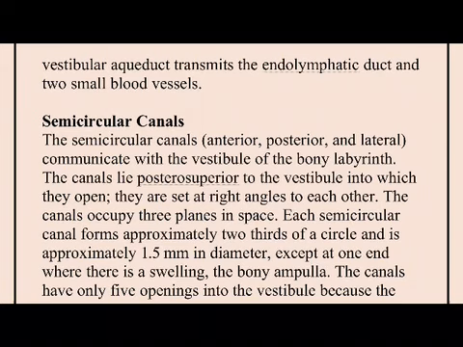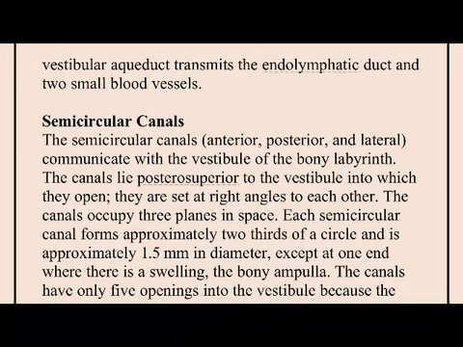Each semicircular canal forms approximately 2/3 of a circle and is approximately 1.5 mm in diameter, except at one end where there is a swelling. The swelling is called the bony ampulla. The semicircular canals have only 5 openings into the vestibule, because the anterior and posterior canals have 1 limb common to both. Lodged within the semicircular canals are the semicircular ducts.